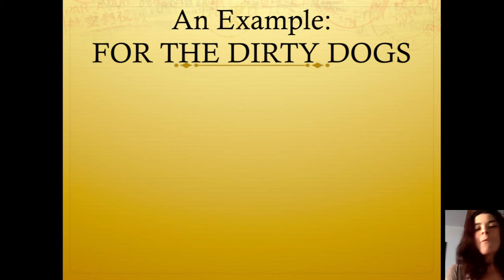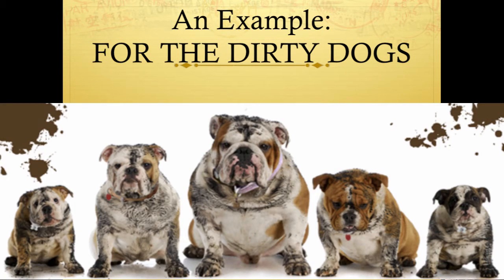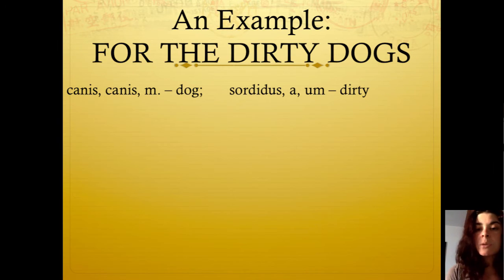We're going to try and say "for the dirty dogs," right? So to say "for the dirty dogs," first we need to think about what the word for dog is. Remember, it's canis, where we get the word canine. Canis, canis, that's a third declension word, masculine, meaning dog. And then we're going to use sordidus, sordida, sordidum, which means dirty. Now, for the dirty dogs means we have to make it plural and it's going to be dative, right?